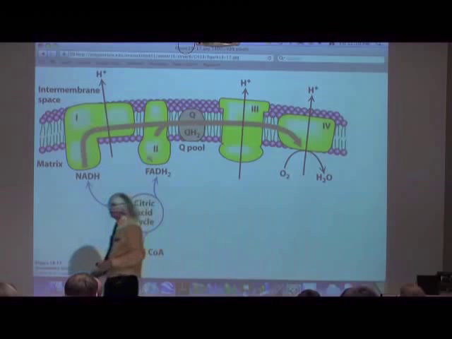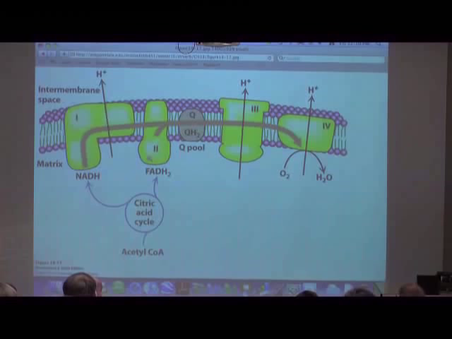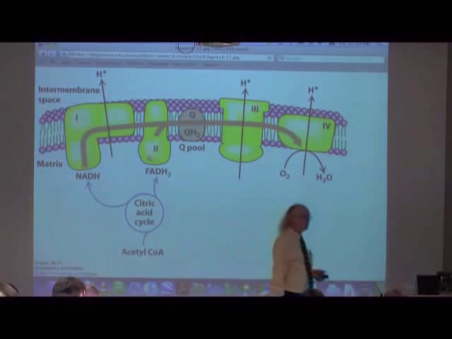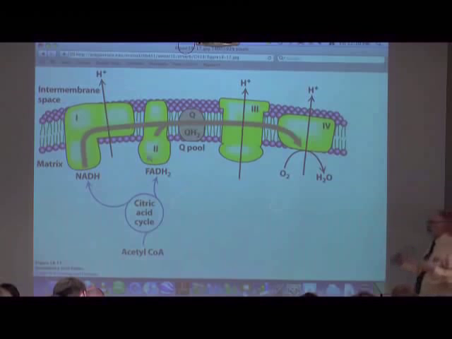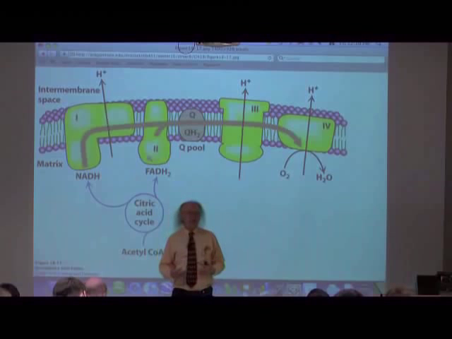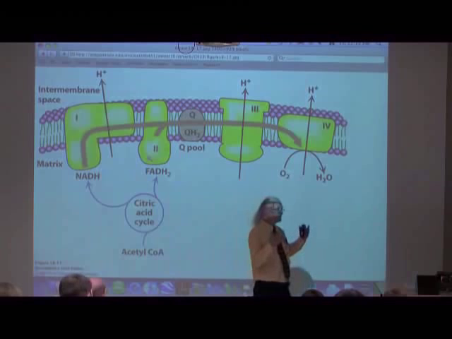Now, this figure also shows how the potential energy is actually generated, because you can see that with the movement of electrons through complex 1, complex 3, and complex 4, protons are being removed from the matrix out into the intermembrane space. Remember, we're making a concentration gradient, and we're making a charge gradient. It's going to be more positive out here than it is in here. We're going to have a higher concentration of protons out here than in here. That's potential energy that can be used to do something. And what we'll see in oxidative phosphorylation is that potential energy is used to make ATP.